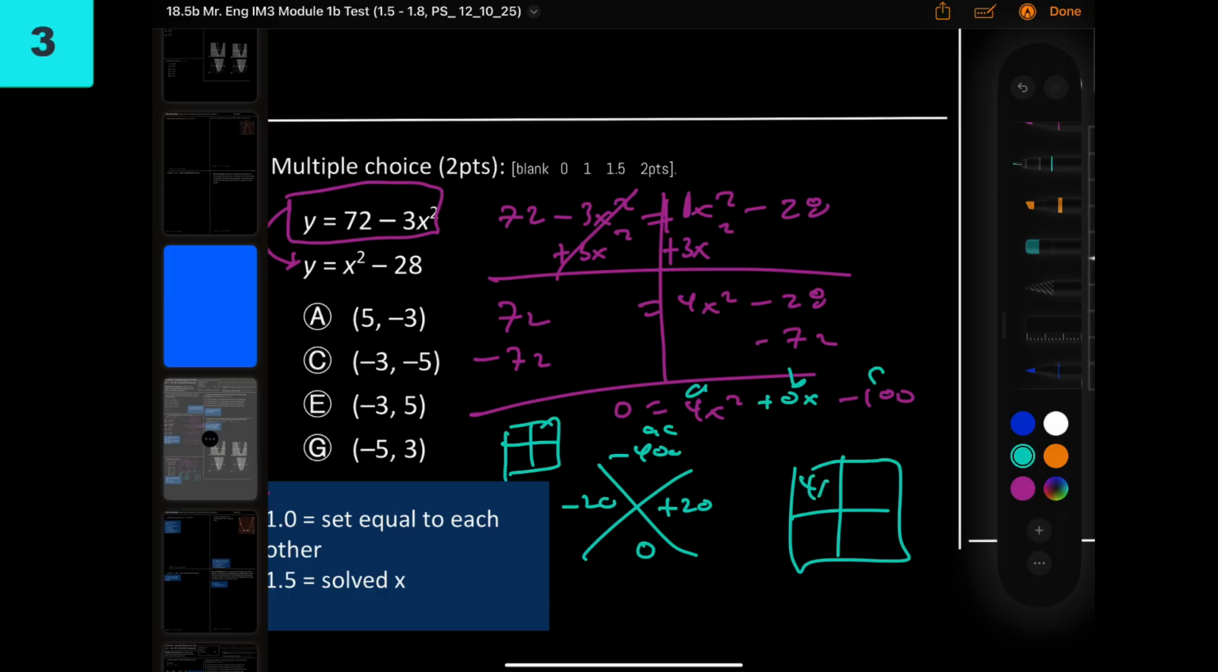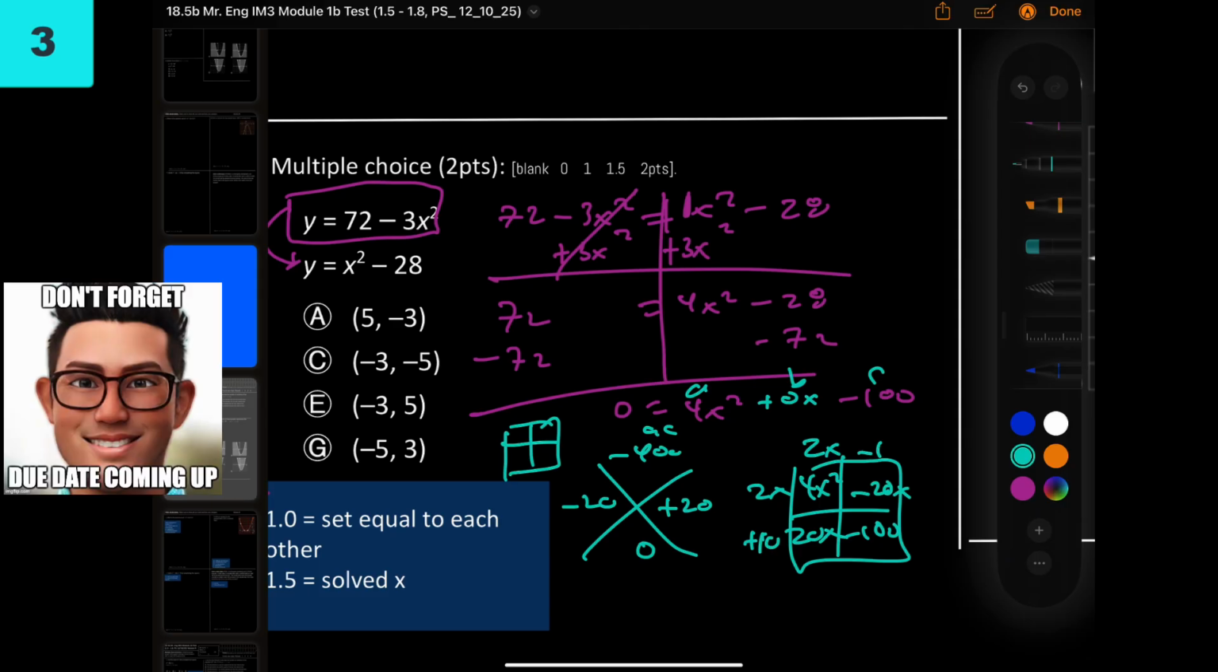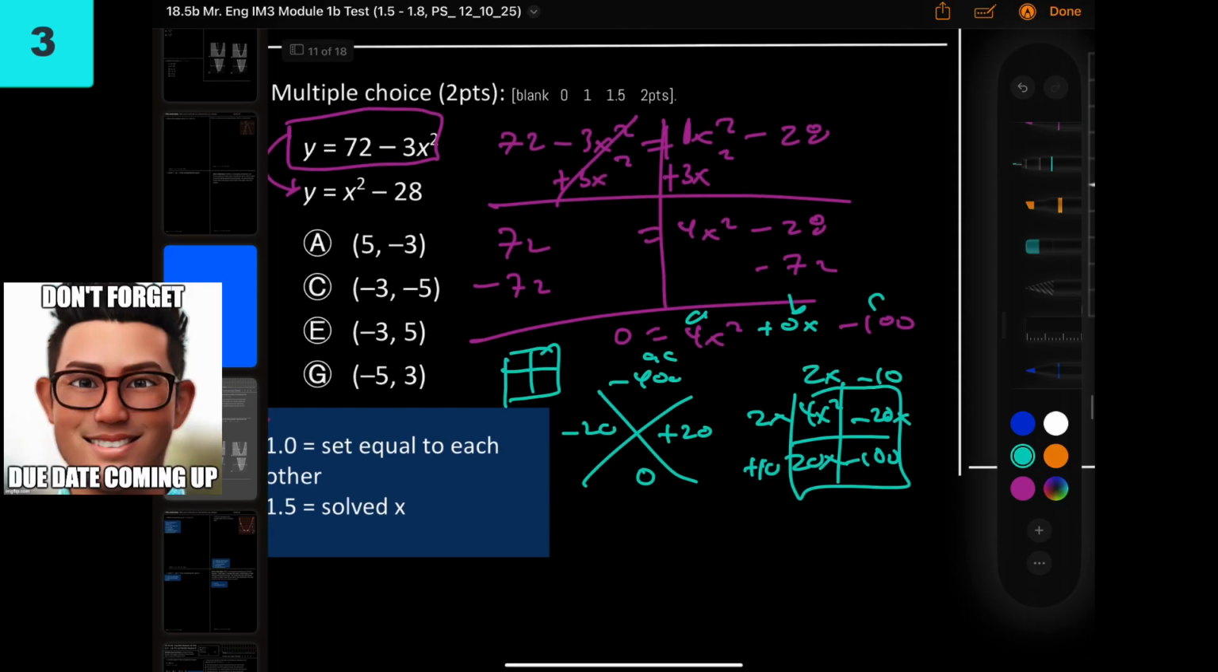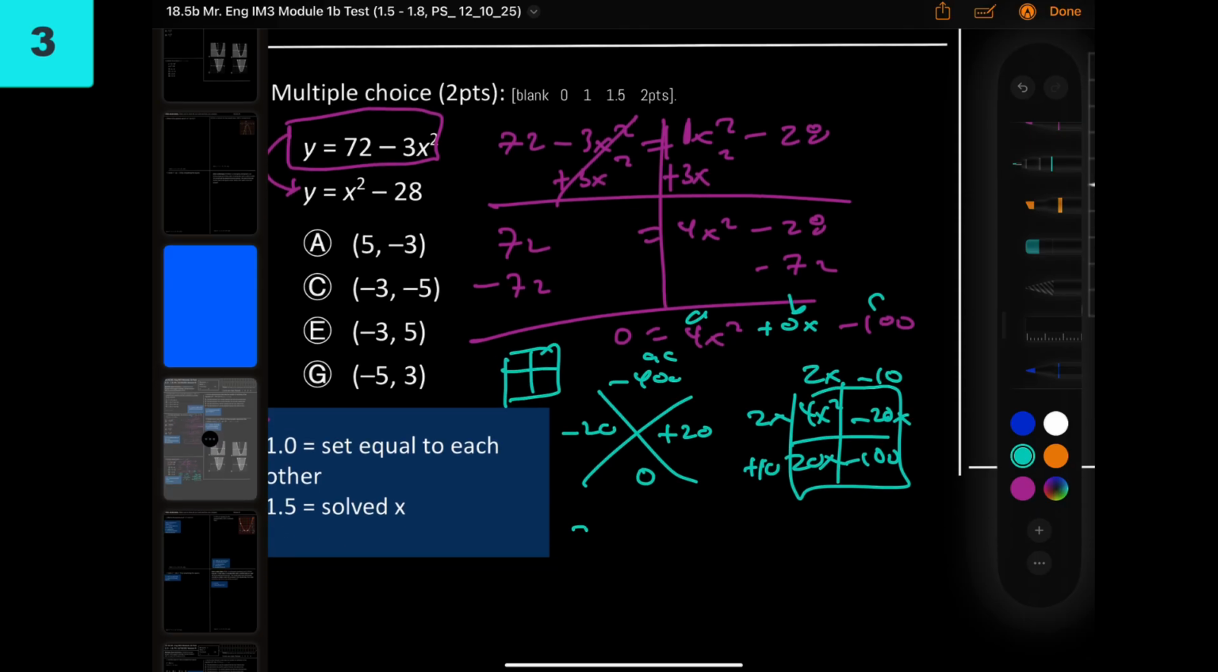So 4x squared minus 100, 20x minus 20x. So that'll become 2x plus 10 and 2x minus 10. Okay, to get the 1.5, you would just need to solve it. So that'd be x equals -5 and x equals 5.